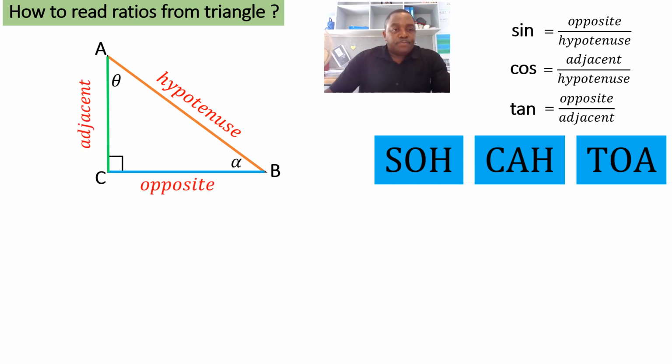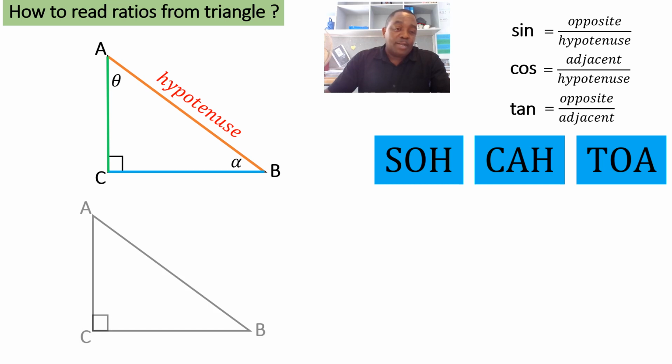Now, as I said, these two shorter sides of your right-angle triangle will always interchange between being opposite and being adjacent, depending on which angle you're talking about.